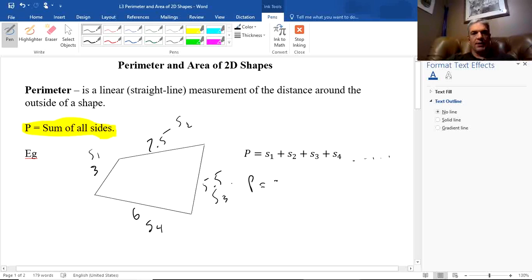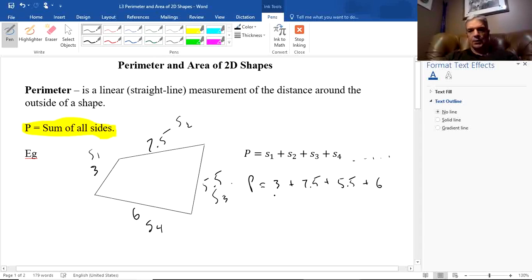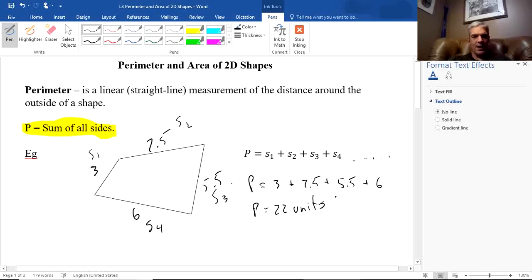So it would be 3 plus 7.5 plus 5.5 plus 6, okay? So 3 plus 7.5 is 10.5. Add another 0.5 gets me to 11. Add 5 gets me to 16. 16 plus 6, so the perimeter here equals 22. And whatever units I would apply to this, it could be centimeters, it could be meters, it could be kilometers for all that matter. We don't know.